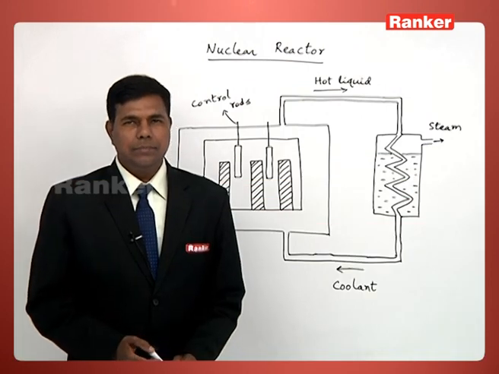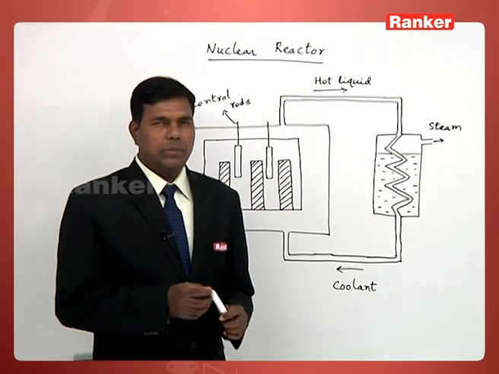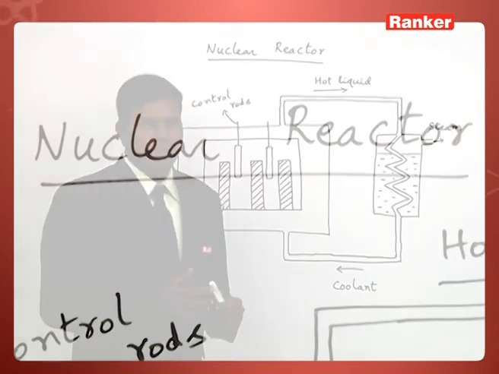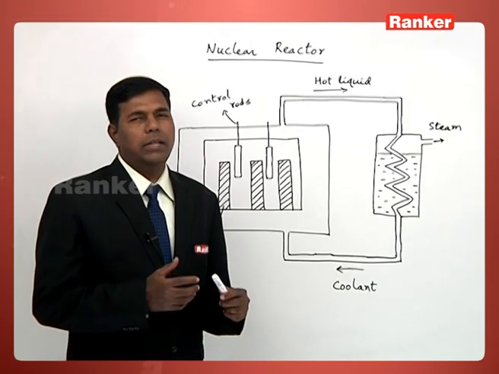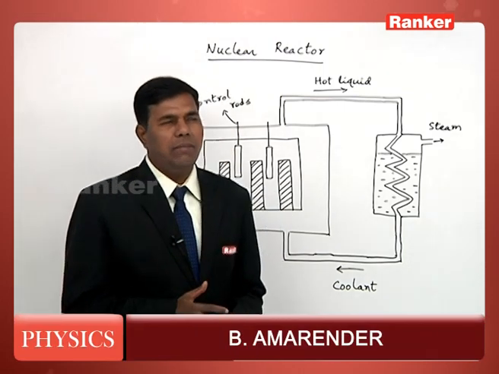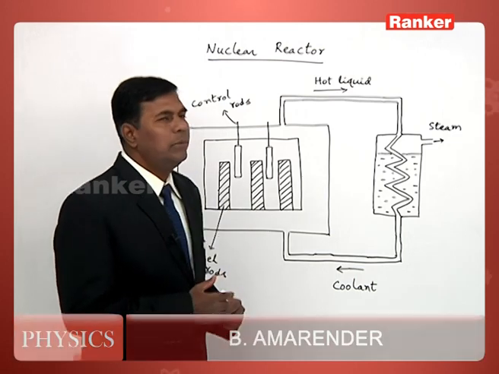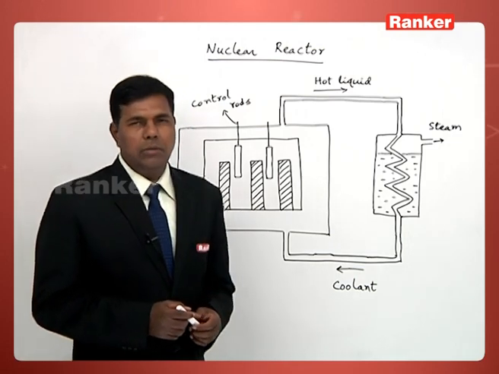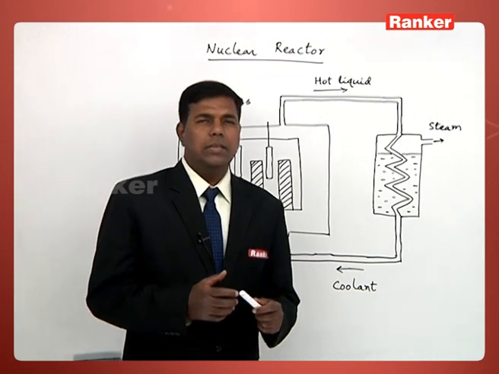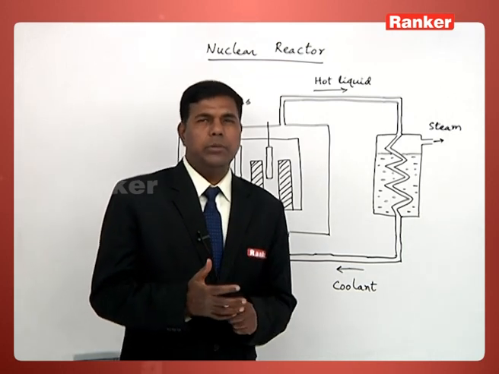Nuclear reactor is a device which is used to produce electric power. Nuclear fission is the reaction which is used to produce a large amount of energy, and that energy is converted into electric power in this device, the nuclear reactor. A controlled chain reaction is undertaken here in this reactor so that we can convert the energy produced into electric power.